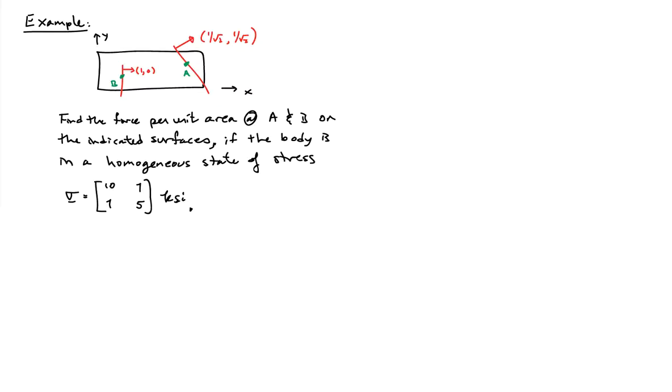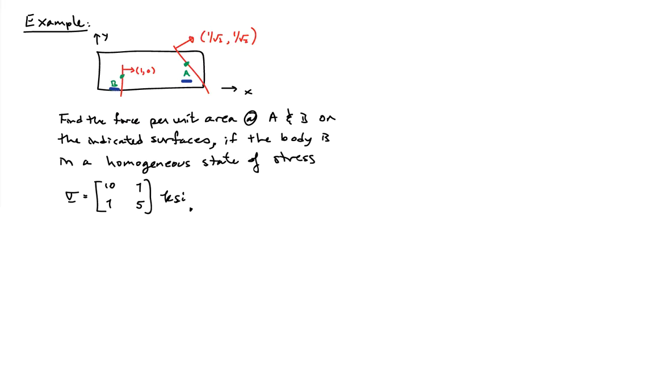I'd like to consider an example of the use of Cauchy's law. So let's consider a body, and let's go ahead and determine the force per unit area at two different points in the body, at the point A and at the point B. So we have A here and we have B here, and let's determine the forces per unit area acting across some cutting planes passing through these points.